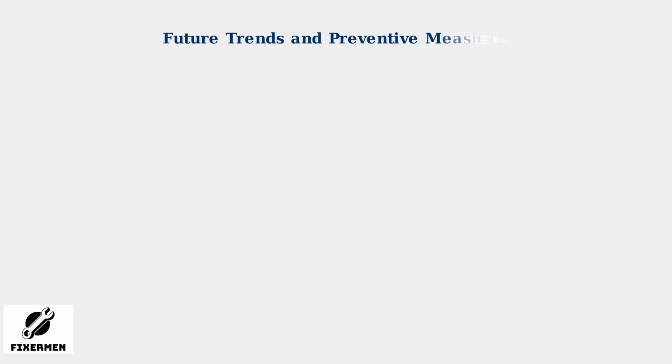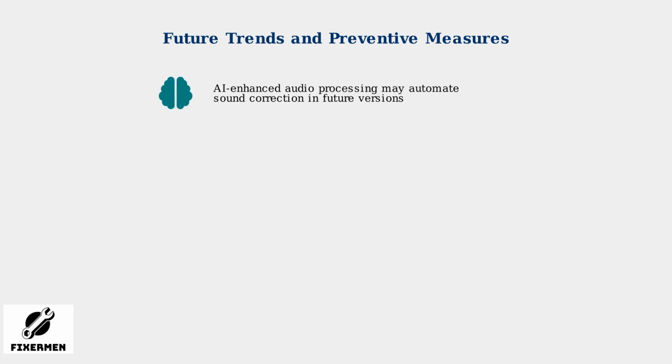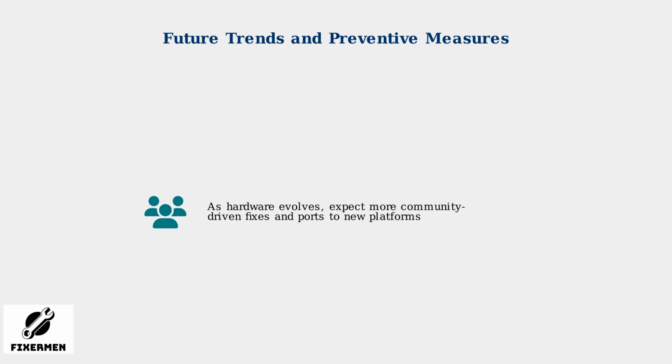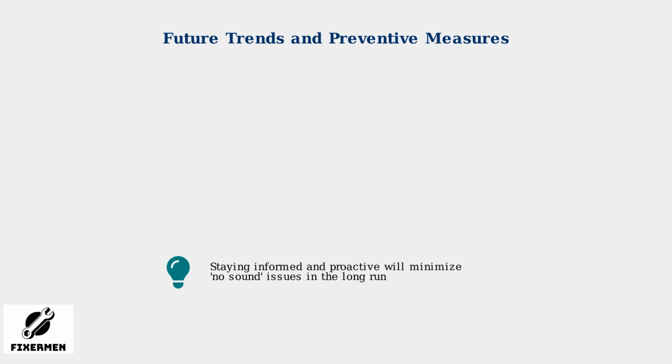Looking ahead, AI-enhanced audio processing may automate sound correction in future versions of Bongo Cat. Regularly checking audio permissions and keeping drivers up to date are the best preventive measures. As hardware evolves, expect more community-driven fixes and ports to new platforms. Staying informed and proactive will minimize no-sound issues in the long run.